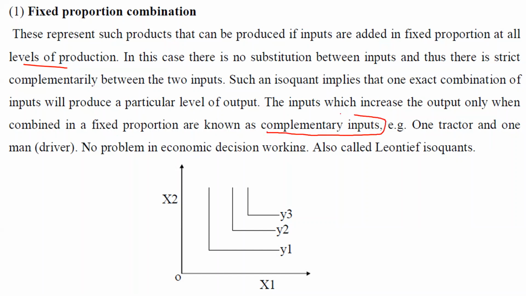यहाँ पे एग्जाम्पल क्या है, फॉर इन केस ऑफ फिक्स प्रोपोर्शन कॉम्बिनेशन अगर हमें पाया गया तो वहाँ पे इनपुट्स क्या होते हैं, वो कॉम्प्लीमेंट्री इनपुट्स रहते हैं. फॉर एग्जाम्पल वन ट्रैक्टर एंड वन ड्राइवर. सो नो प्रॉब्लम इन इकोनॉमिक डिसीजन ऑफ वर्किंग. दिस इज ऑल्सो कॉल्ड एज लियोनटिफ आइसोक्वांट.